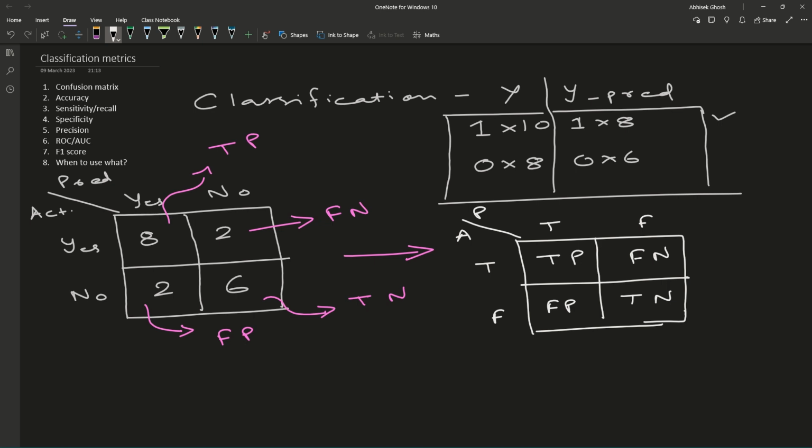Now the confusion matrix doesn't give you any particular way to evaluate directly, but it gives you the numbers from which you can use other metrics that tell us whether our model is performing good enough or not.